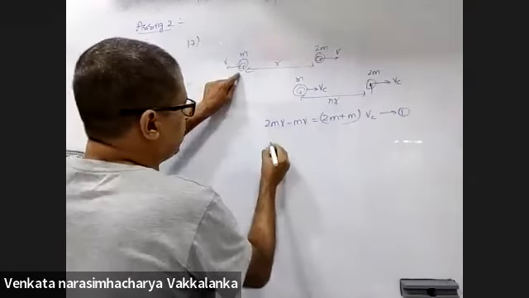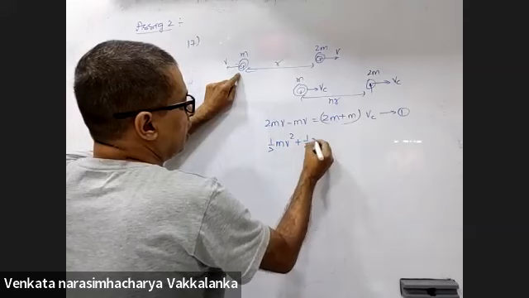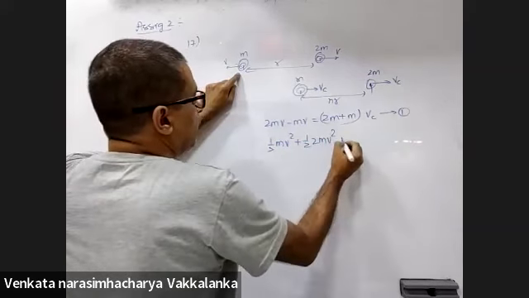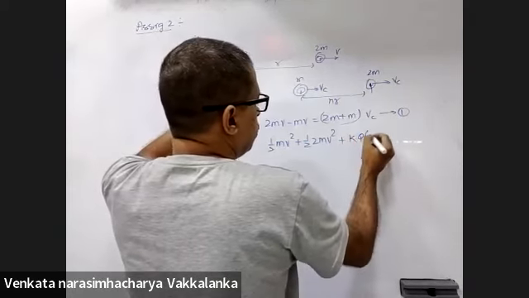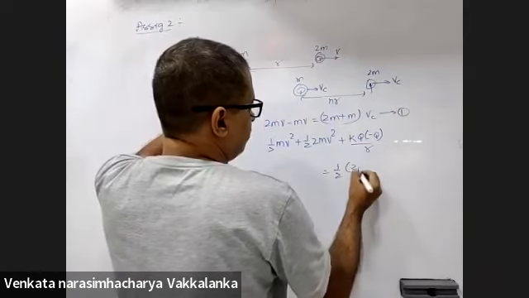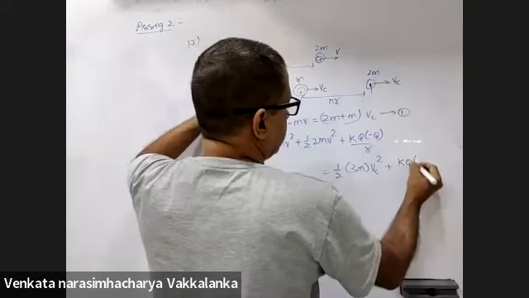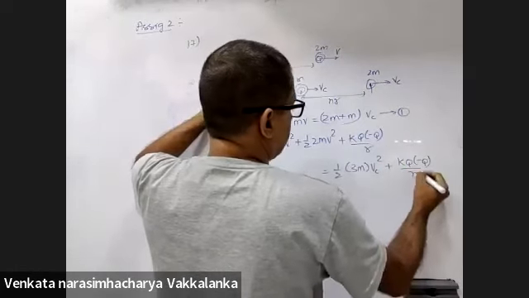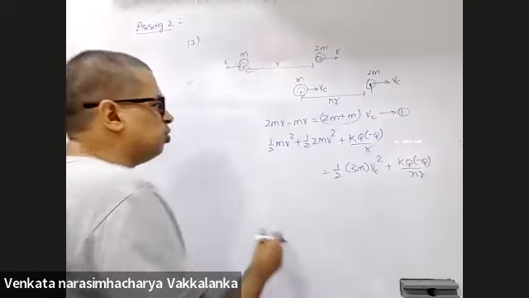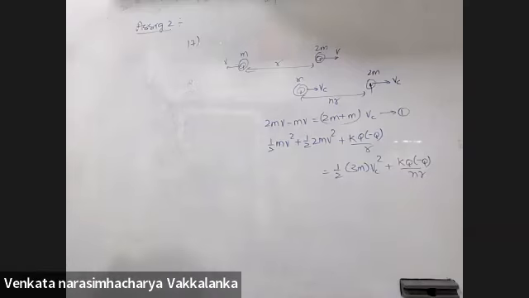Second, conservation of energy. Half mv square plus half 2m v square plus kq into minus q by r should be equal to half 3m into v common square plus kq into minus q divided by n. Two equations, two variables. Substitute the value of v, and the answer will come.